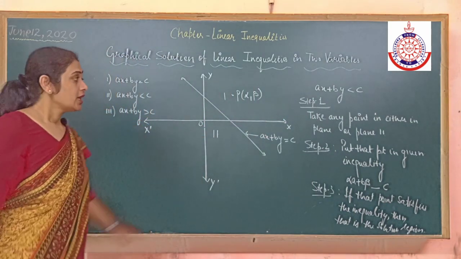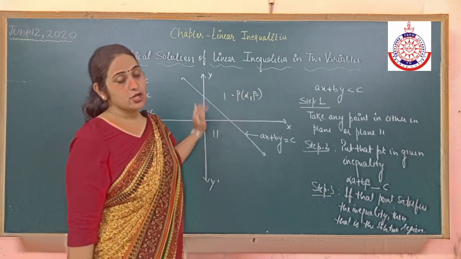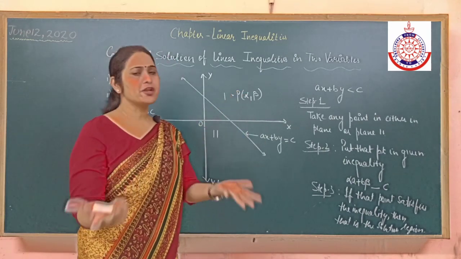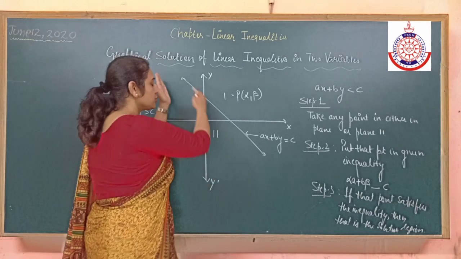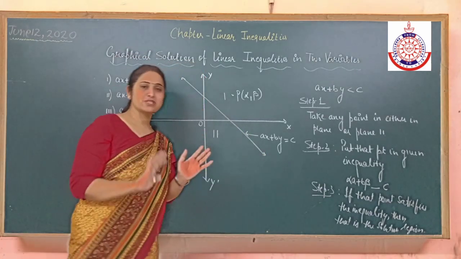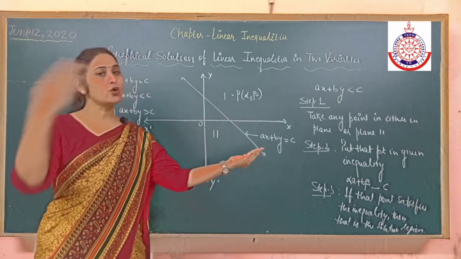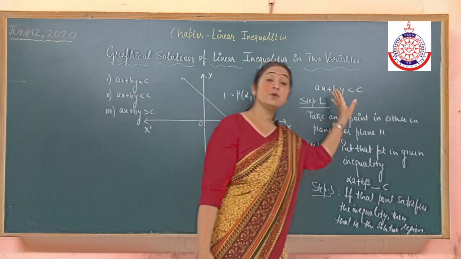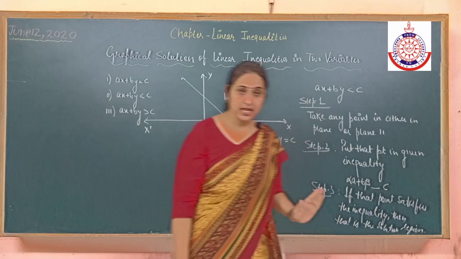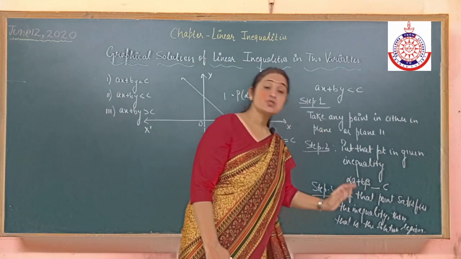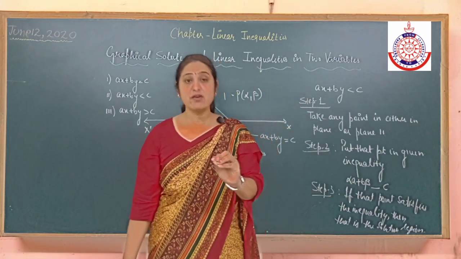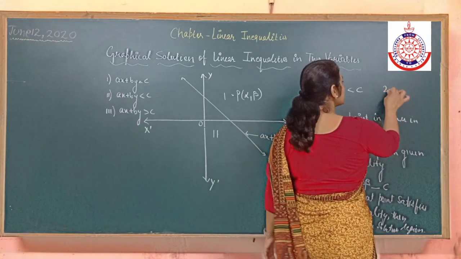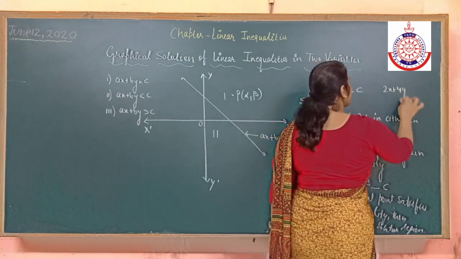Just keep in mind, pick up any point in any of the planes, upper half, lower half, left half, right half, according to the graphing of that line. Depending on how the line is drawn, pick one point from either plane and substitute it into the given inequality. If the point satisfies the inequality, suppose I say 2x plus 4y is greater than 2.